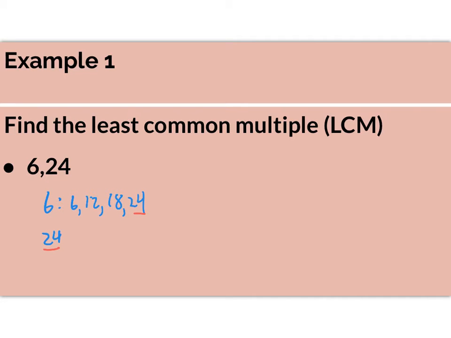And a lot of students get confused with this. They say, well, 24 is a number. Why don't I have to run through the multiples of 24? Well, 24 times 1 is 24. So there you go. 24 times 1 is 24, and that's why 24 is the lowest common multiple of 6 and 24. You do not have to multiply 24 anymore.